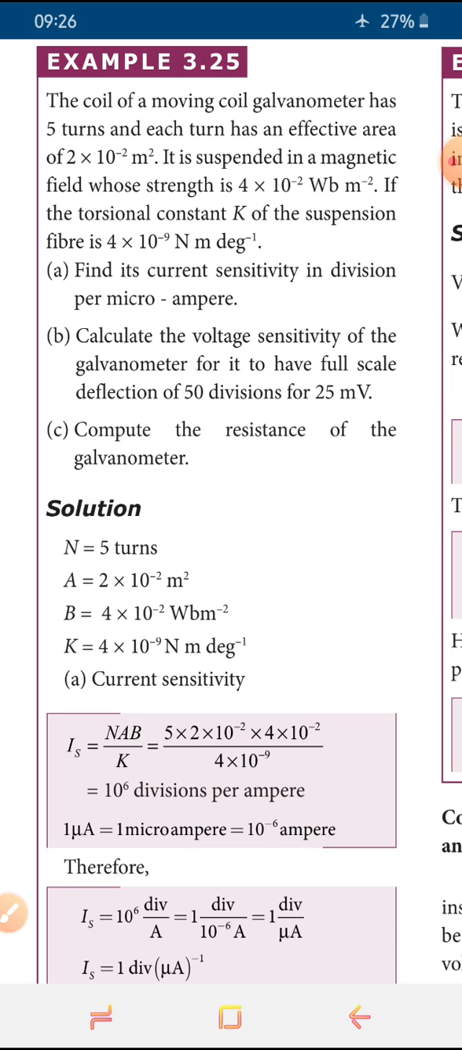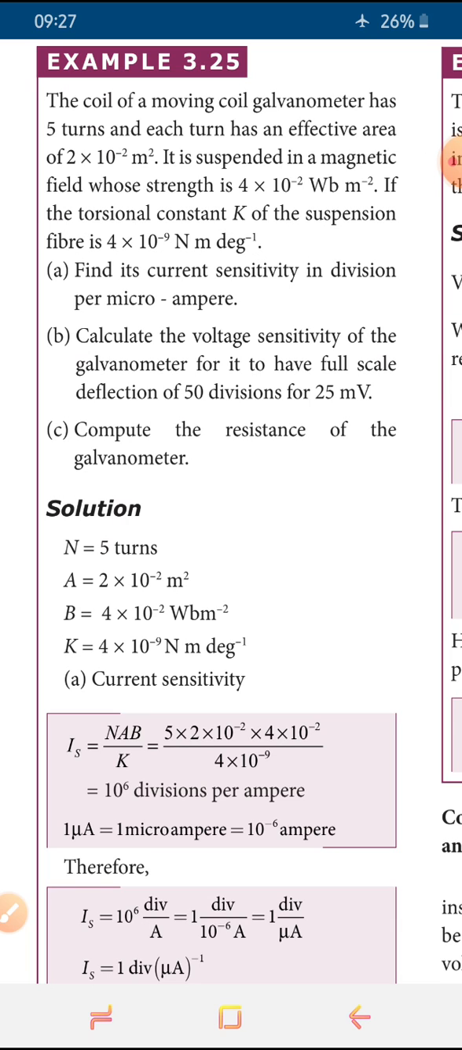The coil of a moving coil galvanometer has 5 turns. So the number of turns is 5 here. And each turn has an effective area of 2 into 10 to the power minus 2 m square. And it is suspended in a magnetic field. The strength of the magnetic field is 4 into 10 to the power minus 2 Weber per meter square. The torsional constant value is 4 into 10 to the power minus 9 Newton meter per degree. Here there are 3 questions placed.